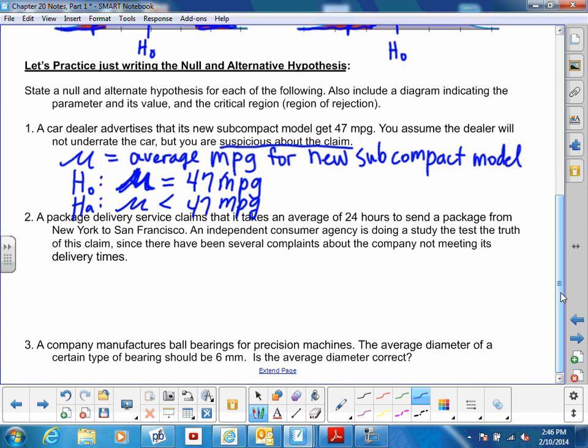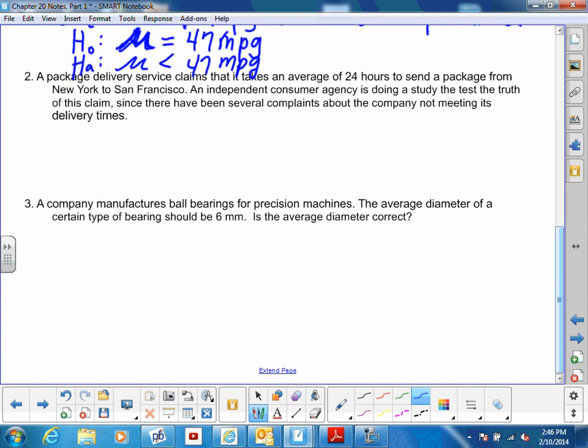Okay, let's do number 3 here. Number 3 says that a company manufactures ball bearings for the precision machines, and the average diameter of a certain type of ball bearing should be 6 millimeters. Is the average diameter correct? Okay.